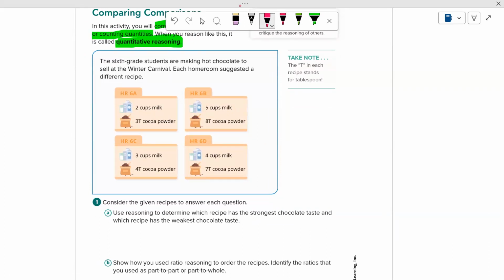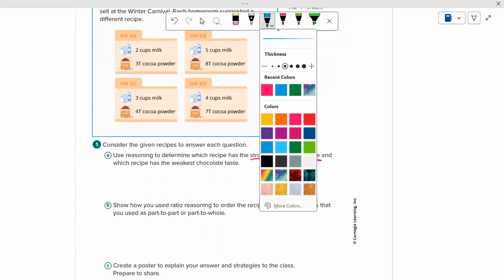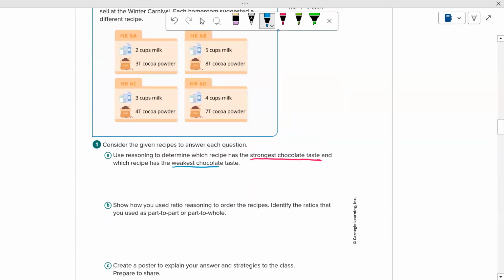If you want, because that's a lot of numbers, you could rename them. 6A is Mr. Christian. 6B is Miss Reyes. 6C is Miss Jones. 6D could be Dr. Thigpen. If that's how you want to think about it, that's fine. But for now, I'm just going to stick with these letters and numbers. We have to compare these. It says use reasoning to determine which recipe we want the strongest chocolate taste. And then we're going to use a different color and we're going to do the weakest chocolate taste. Okay. So we have to figure this out.